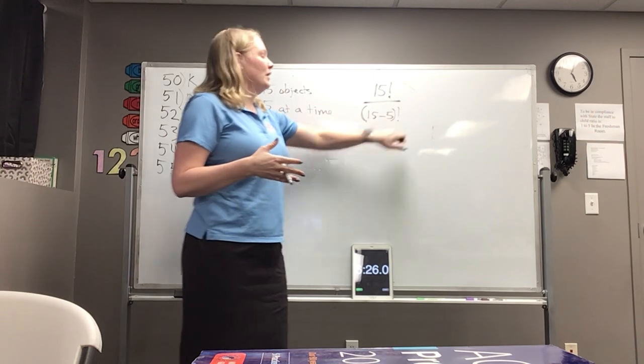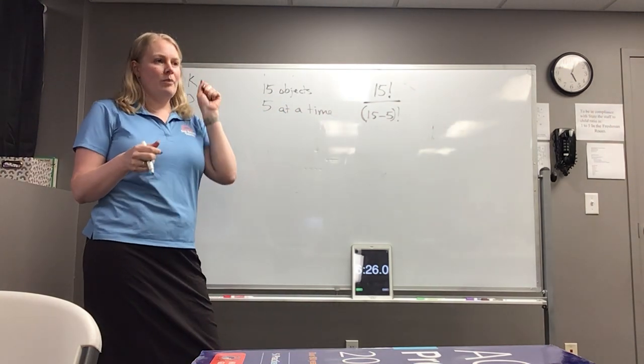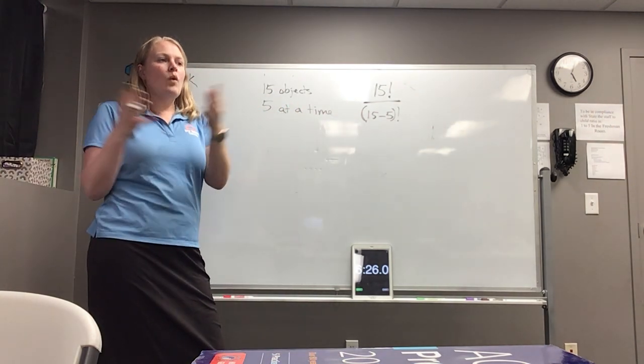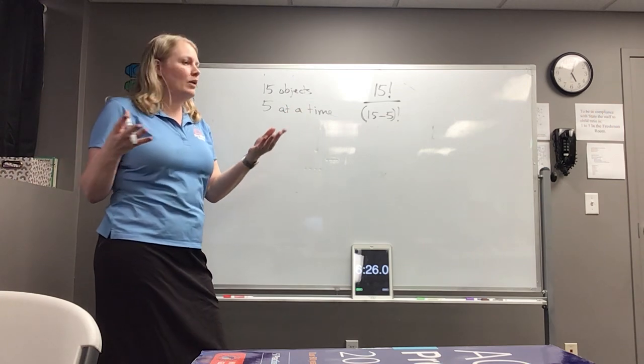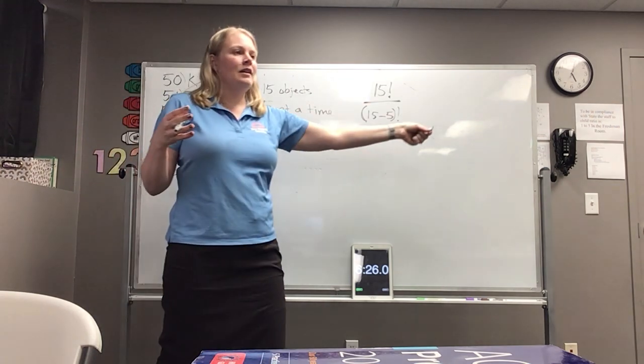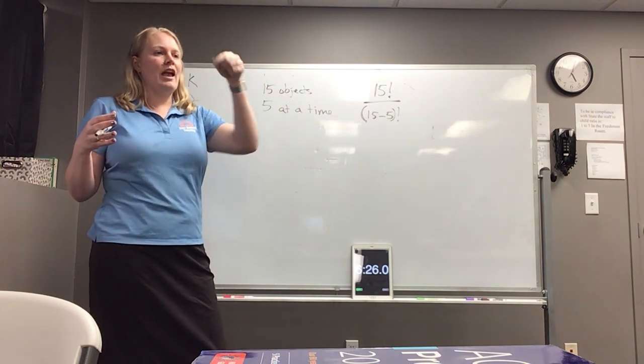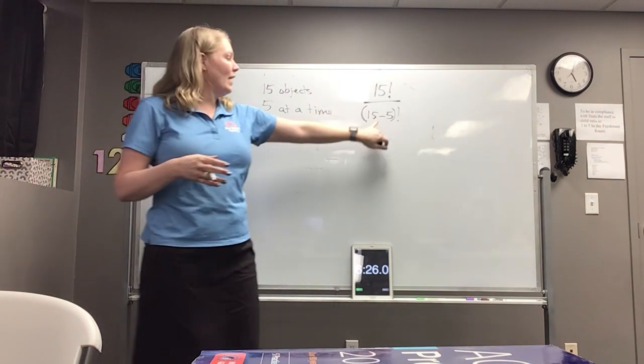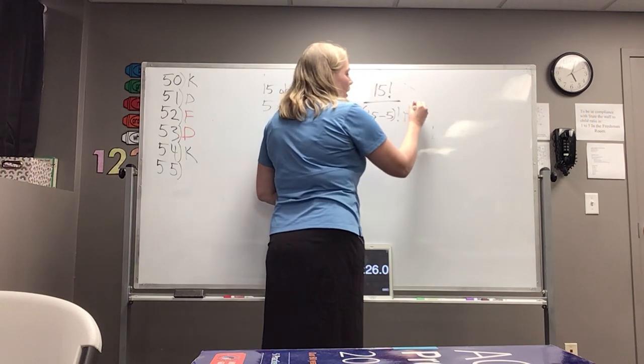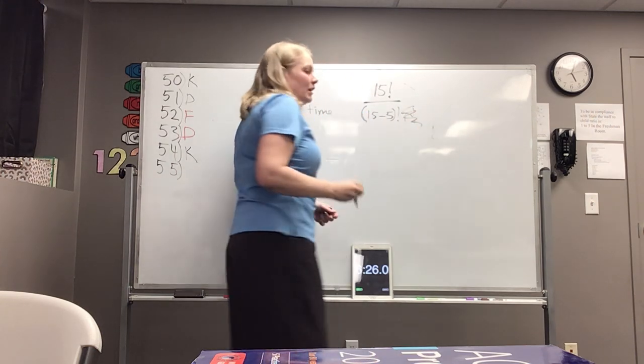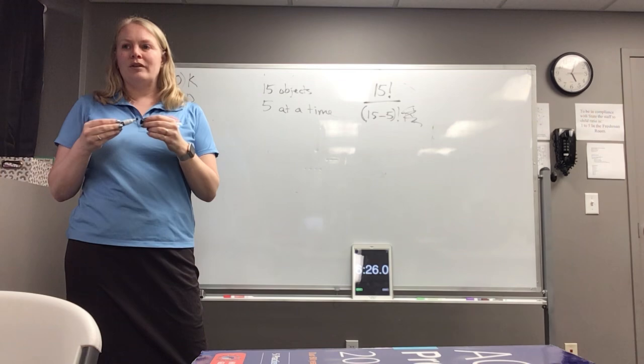This one, 5 objects taken 5 at a time, erases this bit because now you're picking 5 objects and the order matters. And so if you pick A, B, C, D, E, that's different than E first, then A, B, C, D. That's why it takes away the r factorial in the bottom, because now order does matter.